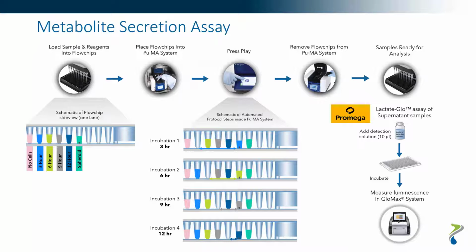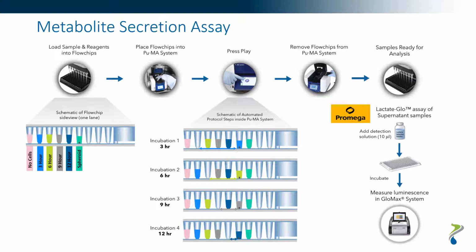Media with drug was transferred from an adjacent reagent well of the flowchip to the sample well with tumoroid and incubated for 3 hours. After incubation, the media containing secreted factors and metabolites was transferred back to the reagent well it came from and replaced with fresh media with drug from another well for the next 3-hour treatment. The cycle repeated 5 times and resulted in collection of 5 supernatant samples.